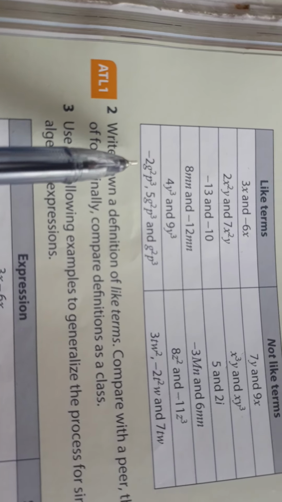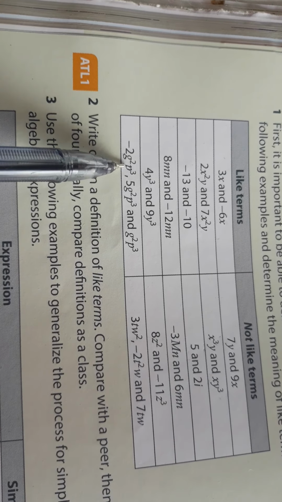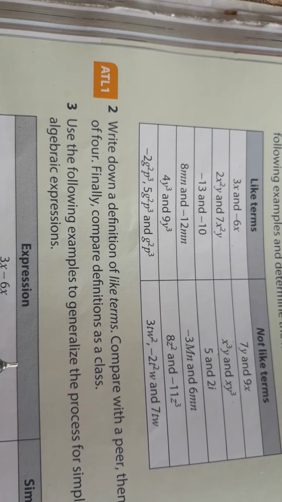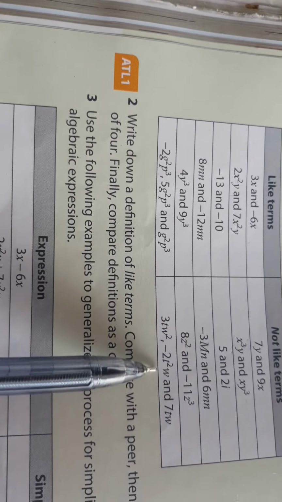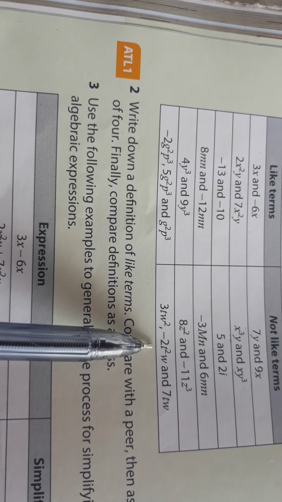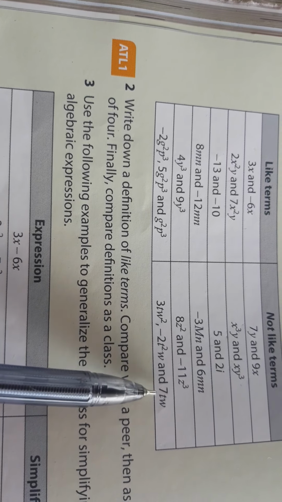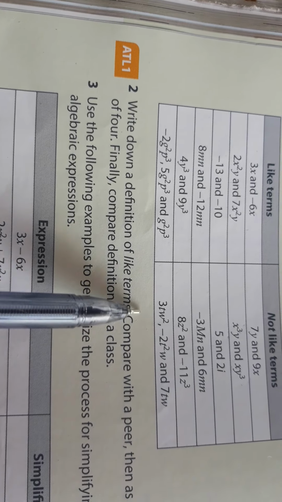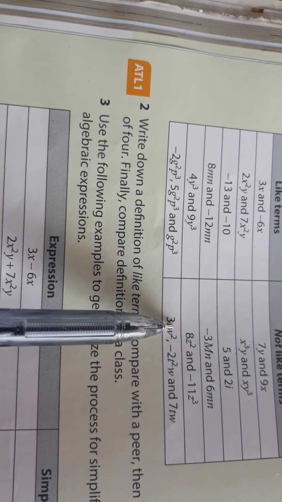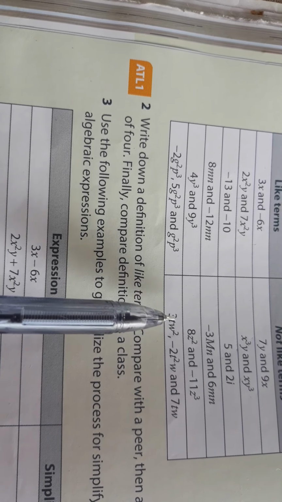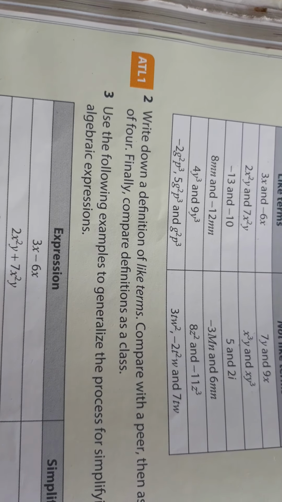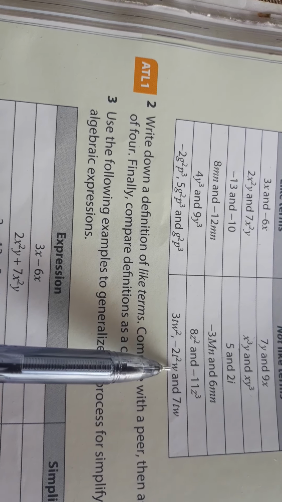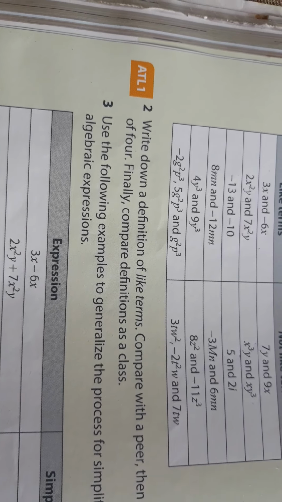Okay, let's look at more examples on that. Negative 2g squared p cubed, g squared p cubed, g squared p cubed. Yes, all three are like terms. Here, tw squared, t squared w, tw. All these three are not the same. It has to be the same. Both t and w have to be the same. Even though we have w here and w there, we cannot combine these two.